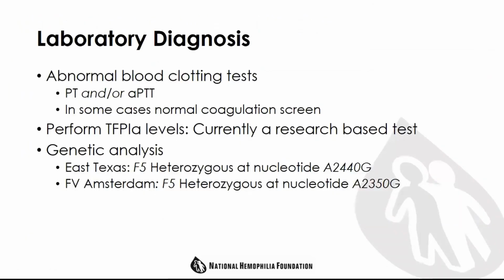So how do we diagnose East Texas bleeding disorder and factor V Amsterdam? By doing the clotting assays again. But it is important to remember that some individuals might have a normal clotting screen and might not have many bleeding symptoms. In these individuals, it is important to do TFPI alpha levels, which is currently a research-based test. For the cohort in Indiana, we were able to get TFPI alpha levels with the help of Dr. Alan Mast at University of Wisconsin, who's running this test. Genetic analysis to find the specific genotype defect is important to diagnose East Texas and factor V Amsterdam.